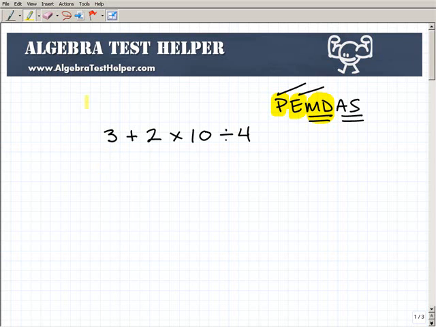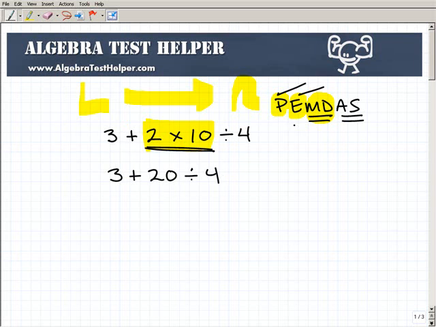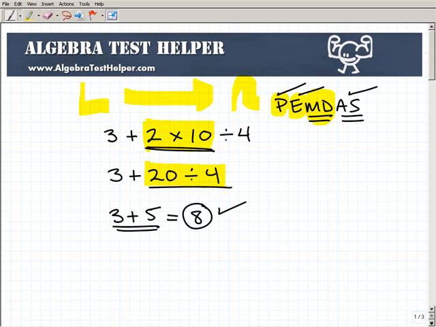Now I want to look at my problem from left to right and tackle any multiplication or division, whatever comes up first. What comes up first is multiplication. So let's do this part of the problem. This would be 3 plus, and this isn't going to change, but my multiplication will. 2 times 10 is 20 divided by 4. Before I move on from multiplication and division, I ask myself, is there any more multiplication and division? Yes, right here. So I have to tackle this part of the problem. 3 plus 20 divided by 4 is 5. And then there's nothing else to do other than add these two numbers, 3 plus 5, and that is 8.